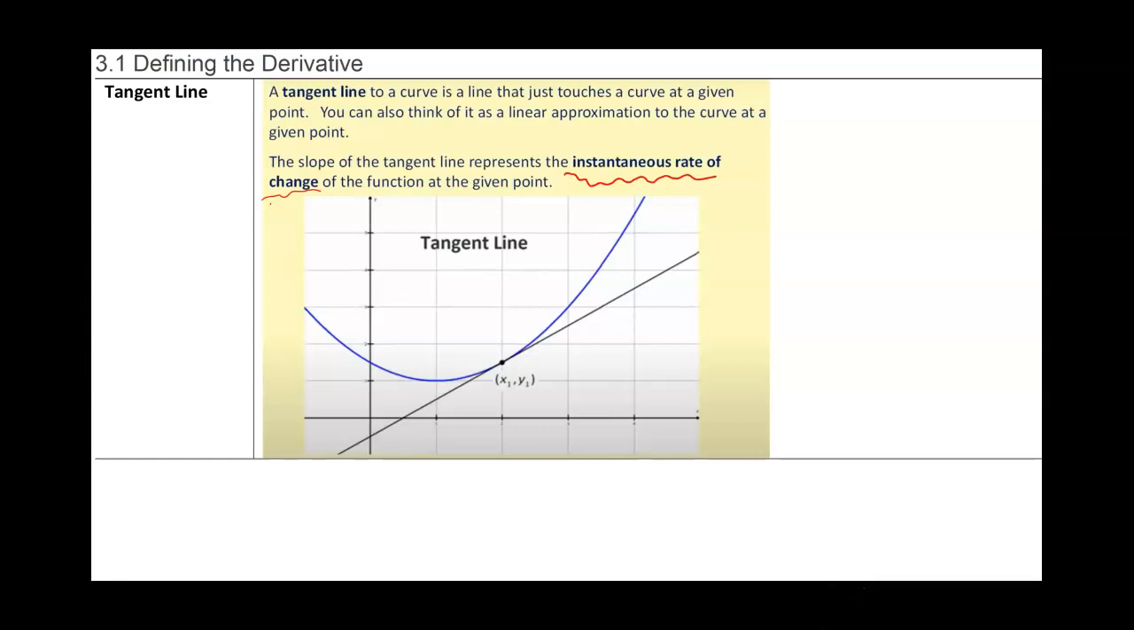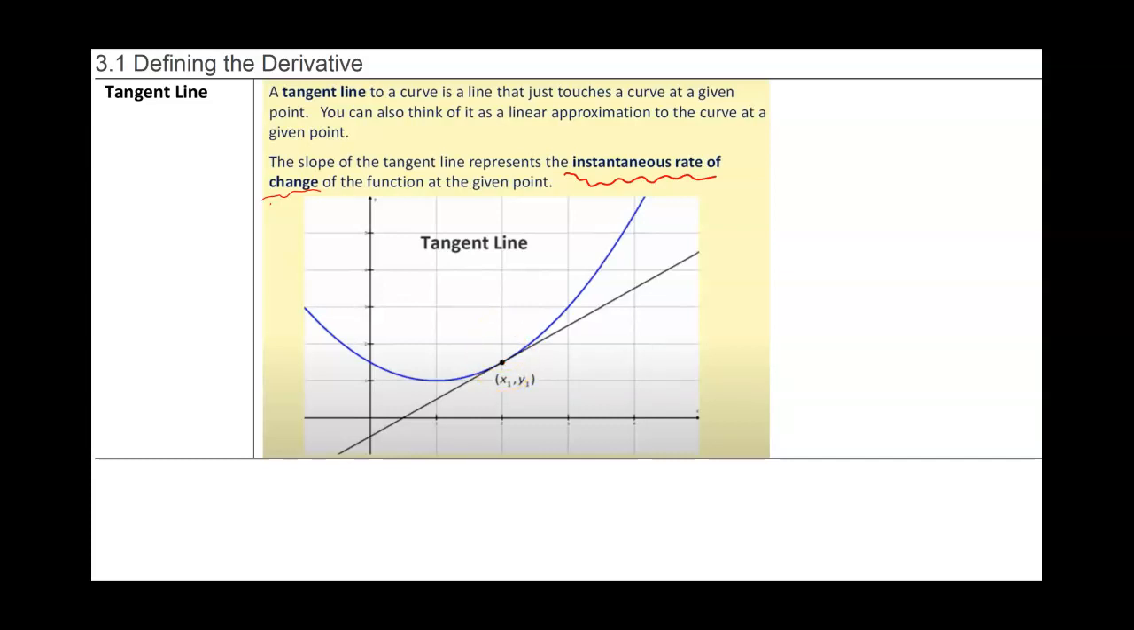In Chapter 3, we will talk about derivatives, and in Section 3.1, we will define the derivative. So recap from Chapter 2, a tangent line to a curve is a line that just touches a curve at a given point. So it hits the curve only at one point, and whatever point we're looking at.